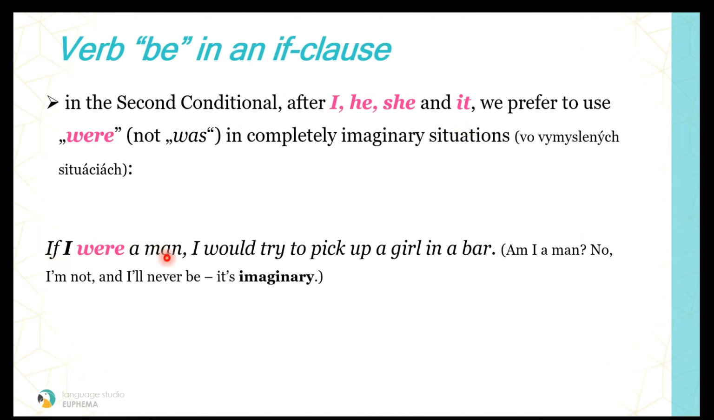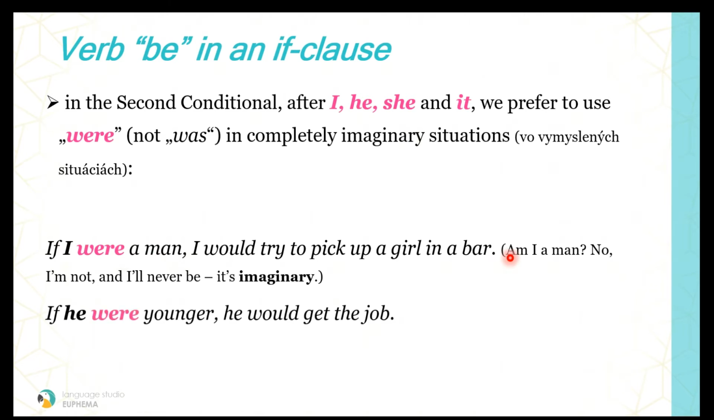If I were a man, I would try to pick up a girl in a bar. I'm not a man, I'm a woman, right? And I will always be a woman. So it's purely imaginary. That's why I used were after I, okay? So if I were a man, I would try to pick up a girl in a bar.